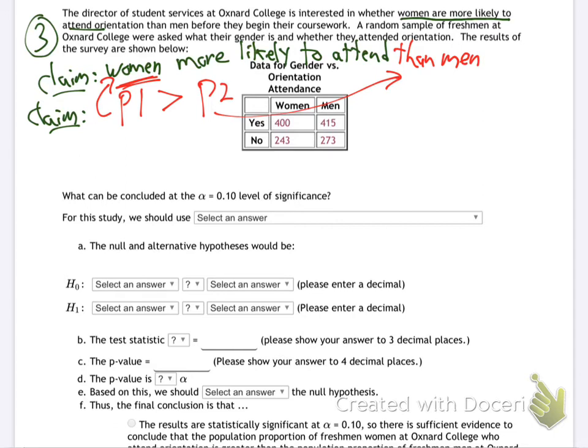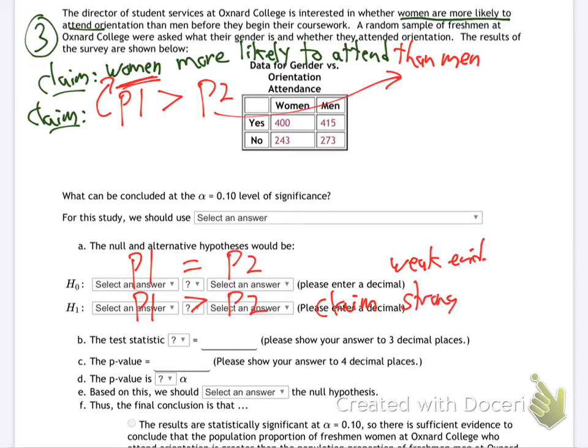That's the claim. Let's see if the evidence backs that claim or not. So you know what to do. We come down here to the H0. That's going to be P1, P2 equal, because it's always equal. The H1 is P1 greater than P2, because one of them has to match the claim. So that'll be the claim. You know the deal with evidence. The top one, the H0, is always weak evidence. The H1 is always strong evidence, like that.